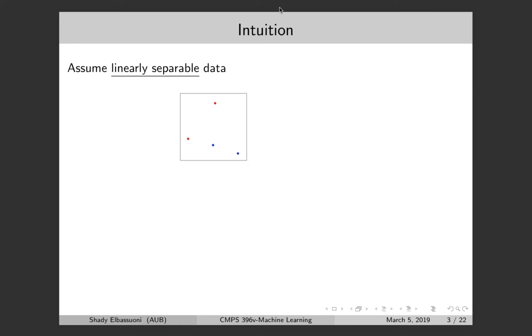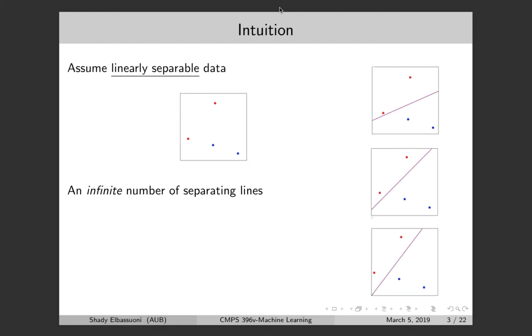So that's an example of linearly separable data. It's obvious that a line can separate these two sets of points, the red and the blue. There's an infinite number of separating lines. So here are three examples of these lines, and one is better than the other, right?